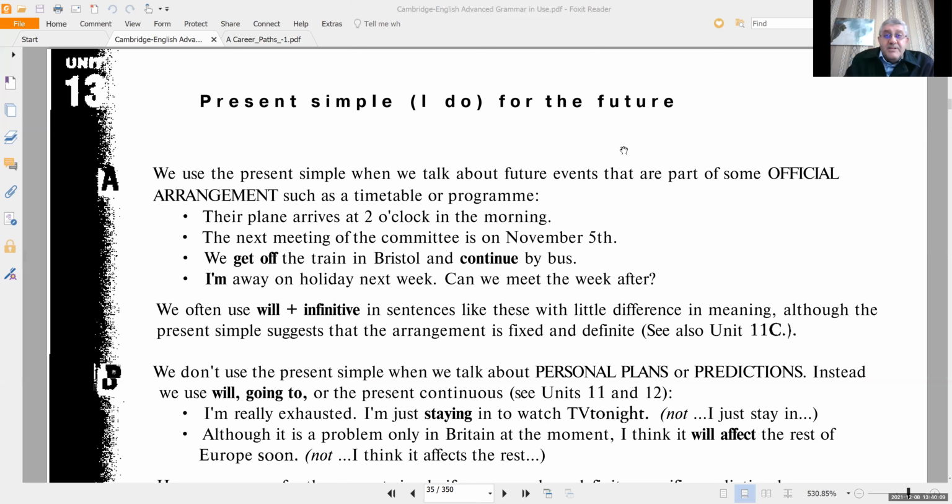We can use the present simple to talk about future events that are part of official arrangements, as it is written here in the book: official arrangements.